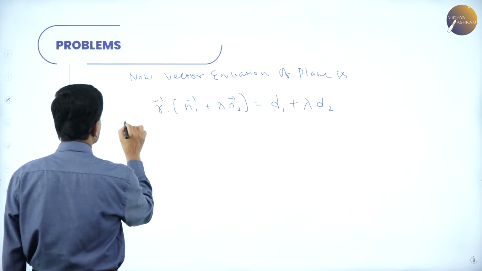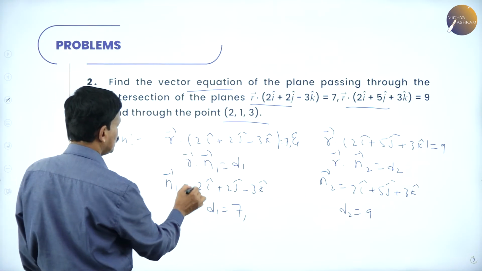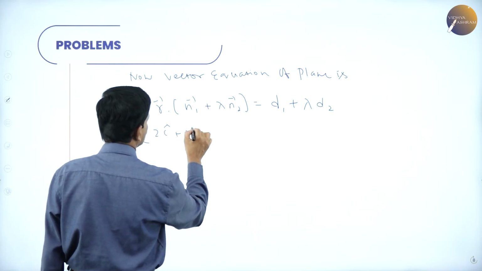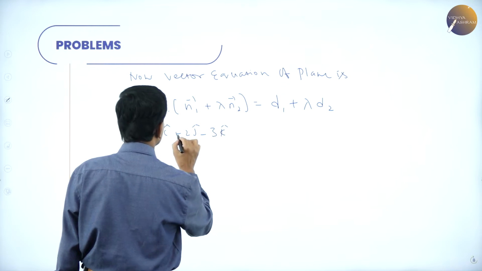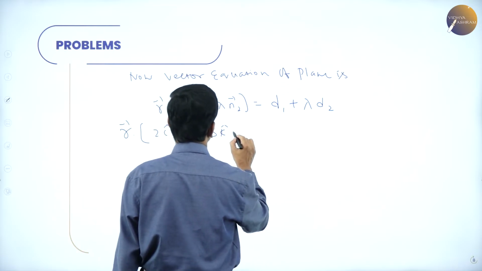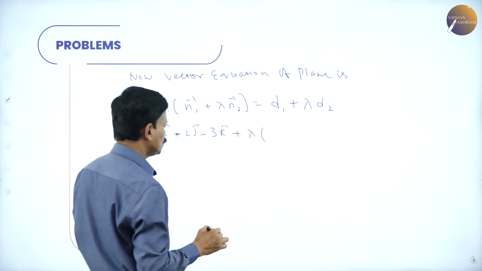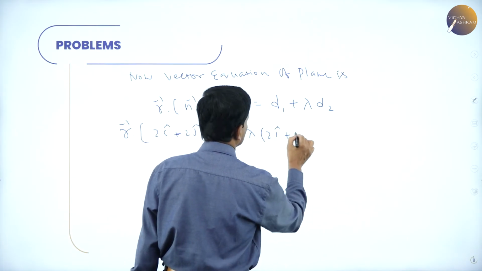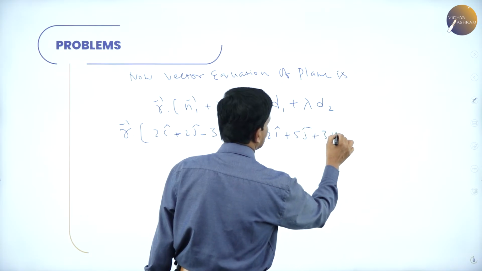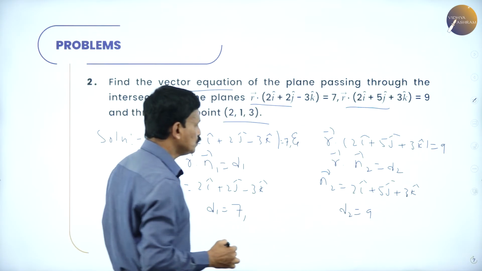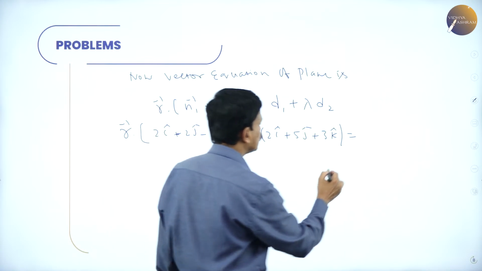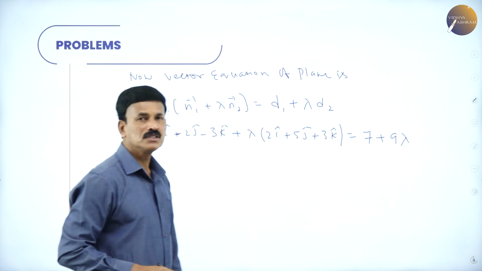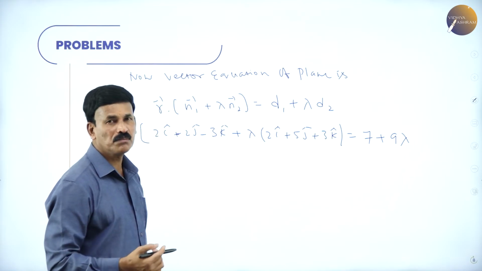Now substitute the values. r dot, what is n1? n1 is 2i plus 2j minus 3k, plus lambda into n2. n2 is 2i plus 5j plus 3k, is equal to d1. d1 is 7, d2 is 9. 7 plus 9 times lambda. Okay. Now, this is the first step. Simplify, you will get the answer.